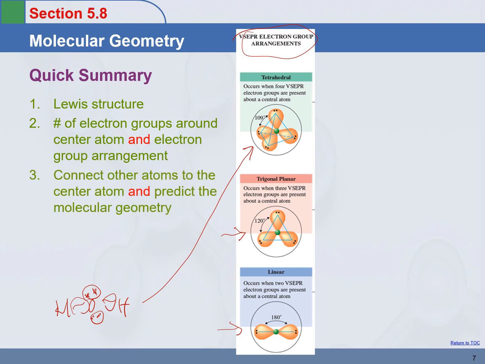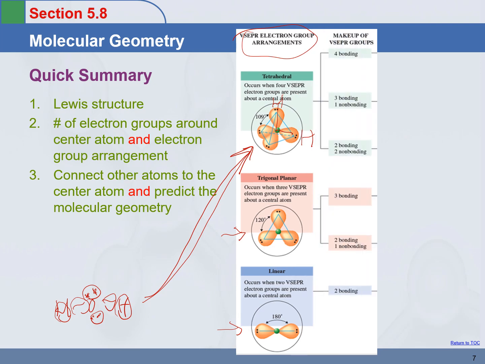Number 3, connect other atoms to the center atom and predict the geometry. In this case, I'm going to connect 2 hydrogens to the electron groups, and that will be the shape of the molecule. Depending on how many groups of electrons are connected and how many are not, the shapes could be different.